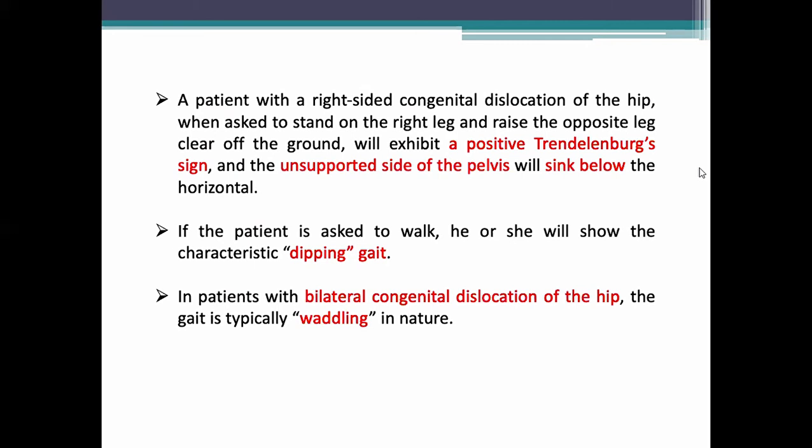A patient with a right-sided congenital dislocation of the hip, when asked to stand on the right leg and raise the opposite leg clear of the ground, will exhibit a positive Trendelenburg sign. The unsupported side of the pelvis will sink below the horizontal. If the patient is asked to walk, the patient will show the characteristic dipping gait. If the patient has bilateral congenital dislocation of the hip, the gait is waddling in nature, swaying side to side.